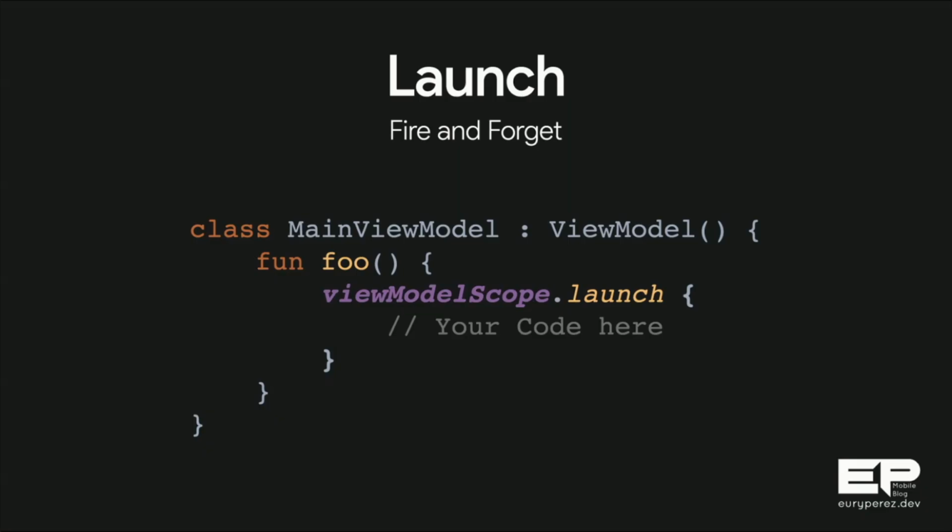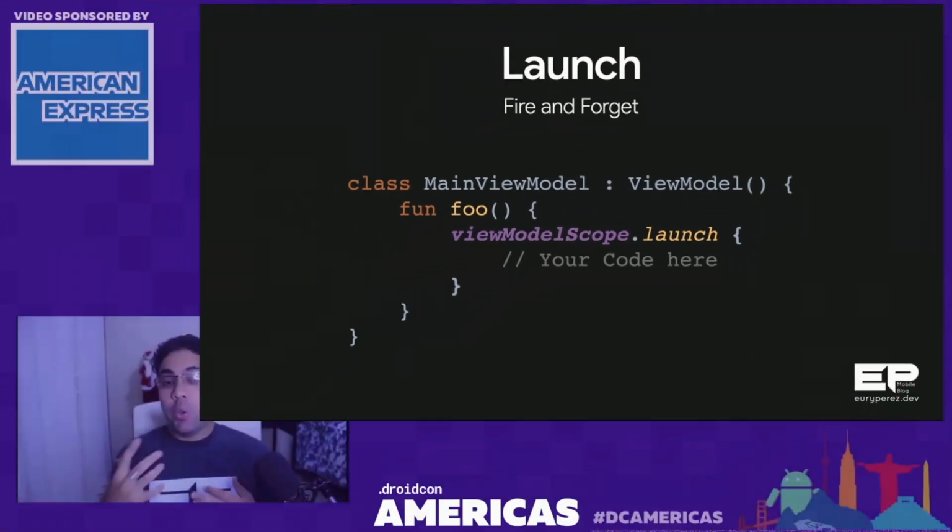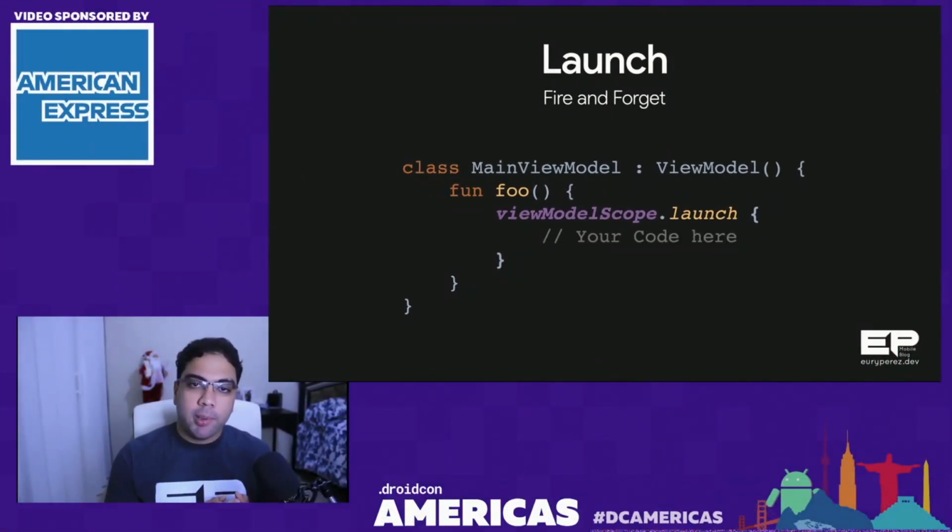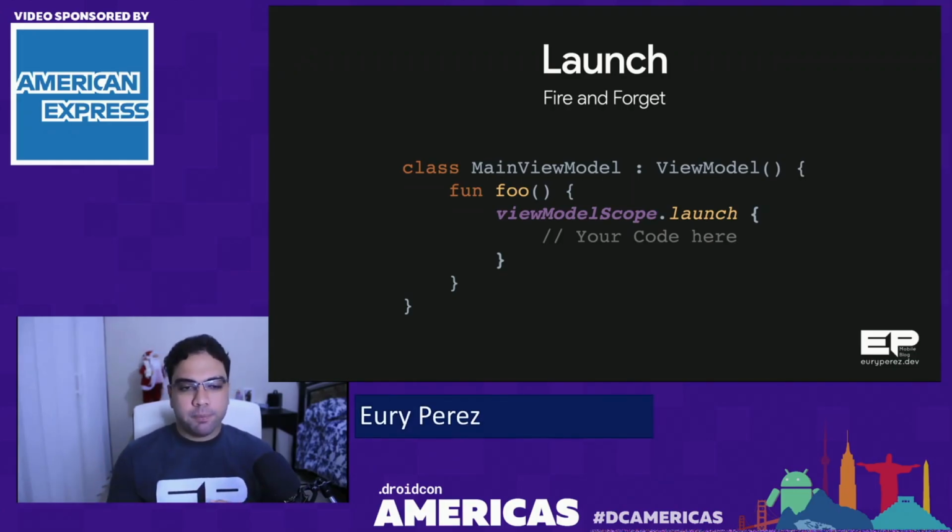In this case, we have this example in our main view model. We are using the viewModelScope, and we can call launch from a viewModelScope. Inside of a coroutine, you don't need to use the viewModelScope to call launch, because you are already in a viewModelScope. So inside of a coroutine, you just say launch if you want to create a child coroutine.